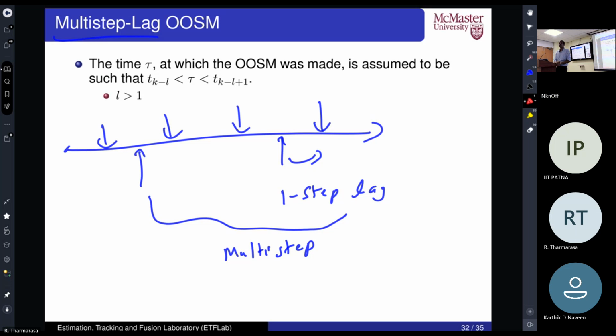Are you okay with that? From the name itself, it says that you had measurements here, here, here, and here. Then you get an out-of-sequence measurement that was generated between these two, called a single step lag. The lag is less than one step. In the other case, the measurement was coming from before, after we got a few updates, and then we call that a multi-step lag. Because the algorithm to handle this one is different from the algorithm to handle that, that's why we have two different cases.